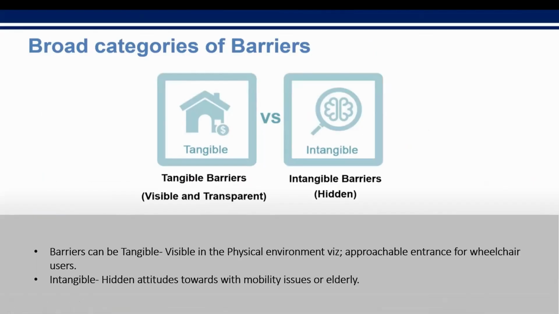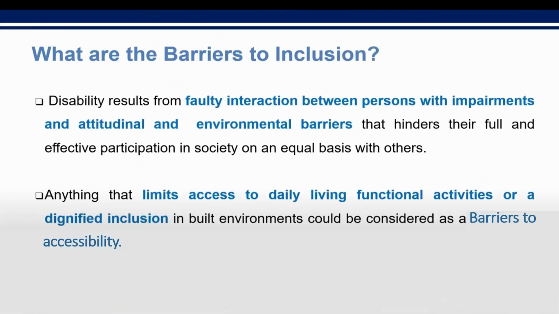So the broader categories of barriers can be categorized into two: tangible barriers and intangible barriers. Tangible barriers are visible barriers, like approachable entrances for wheelchairs, which can be considered as ramps for wheelchairs. And intangible barriers means hidden barriers, like no provision of signage, so persons find it hard to know where the accessible routes are through which they can access the building. Then what are the barriers to inclusion?